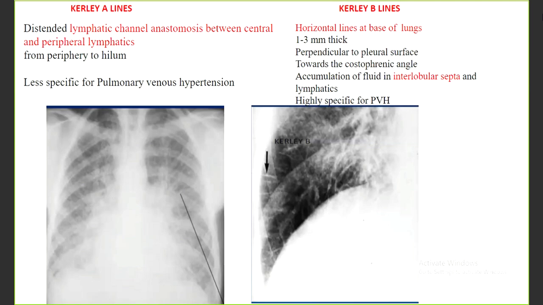You also see Kerley A lines, which are actually dilated anastomotic lymphatic channels between central and peripheral lymphatics. They are seen like sun rays from periphery to the hilum. They are also very commonly seen in patients with pulmonary venous hypertension. Kerley C lines are end-on views of Kerley B lines.